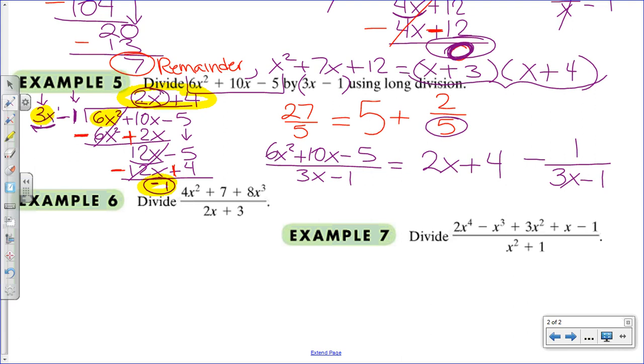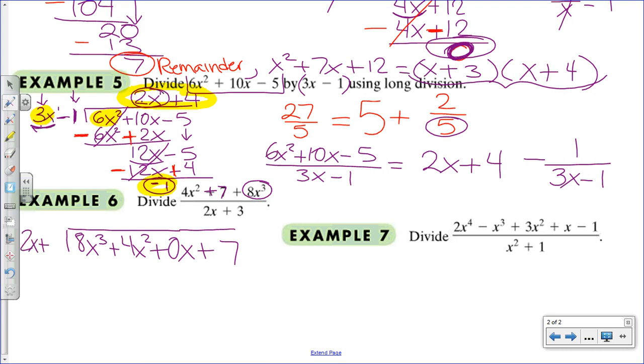Now I'm going to do examples 6 and 7. First, let's do number 6. And so one thing that I notice here is that it's not written in descending order, meaning with the highest exponent first. So that's the first thing I'm going to do. So my dividend is going to be 8x cubed plus 4x squared. I'm going to have a 0x, and then I will have the constant term, which is a plus 7. I'm dividing by 2x plus 3.